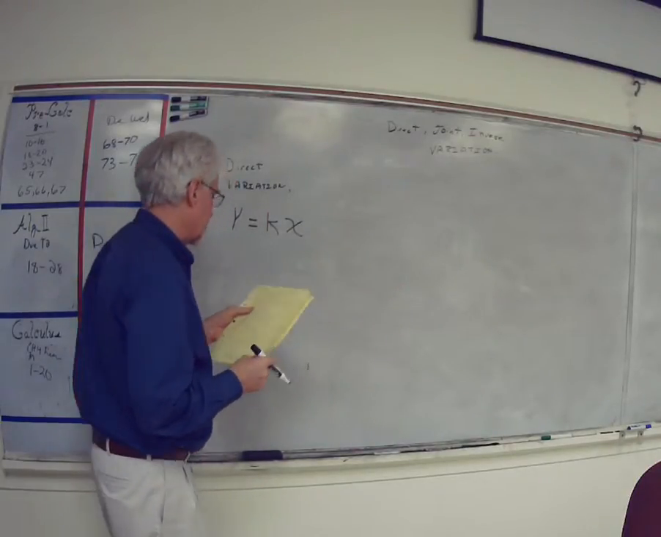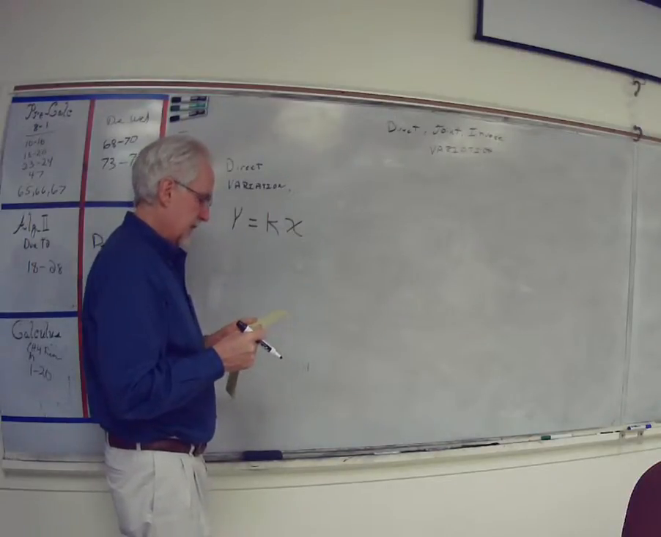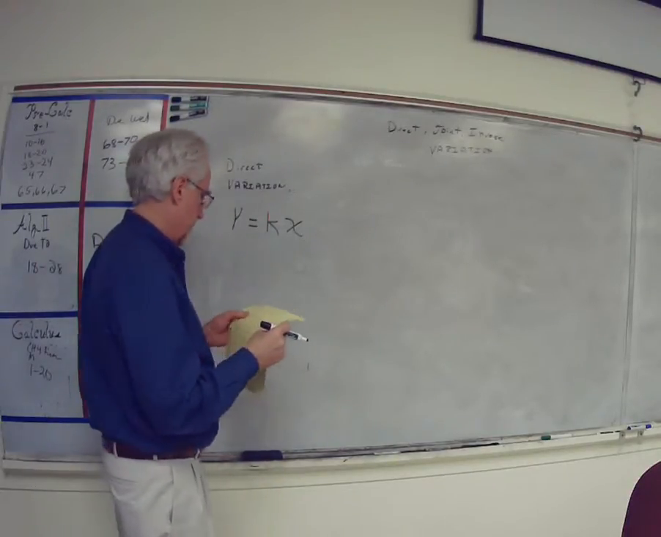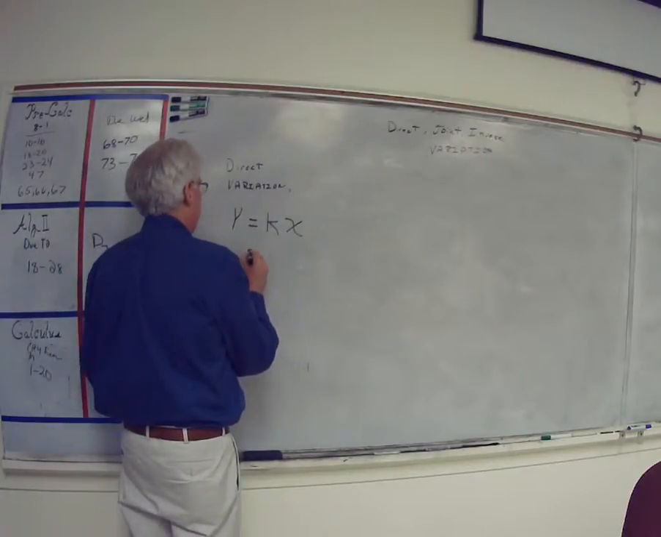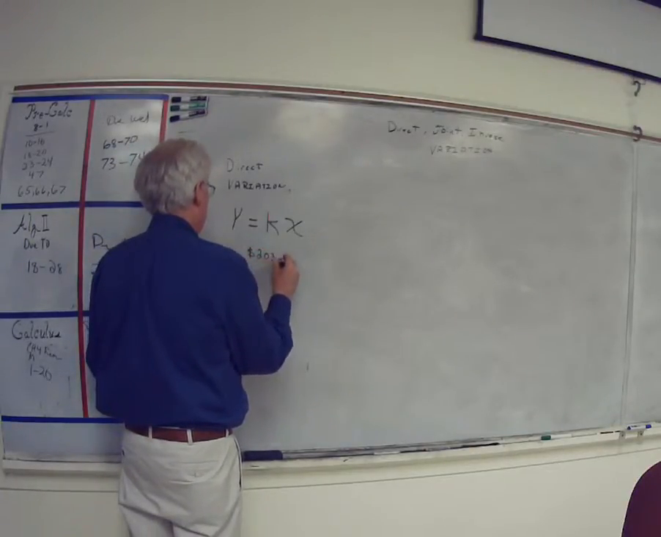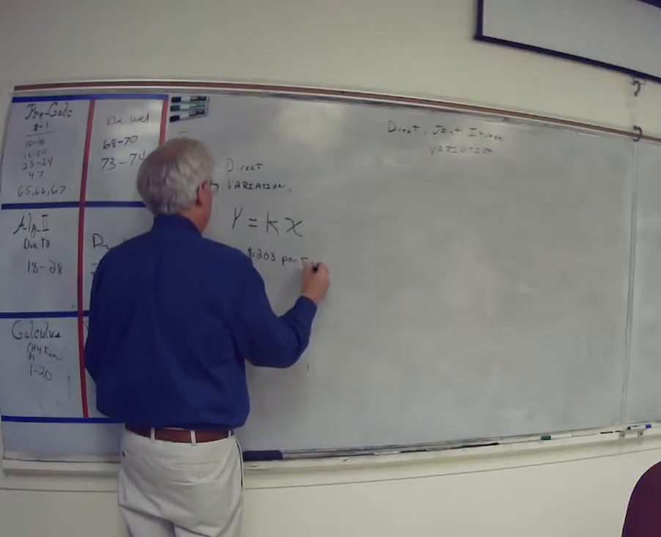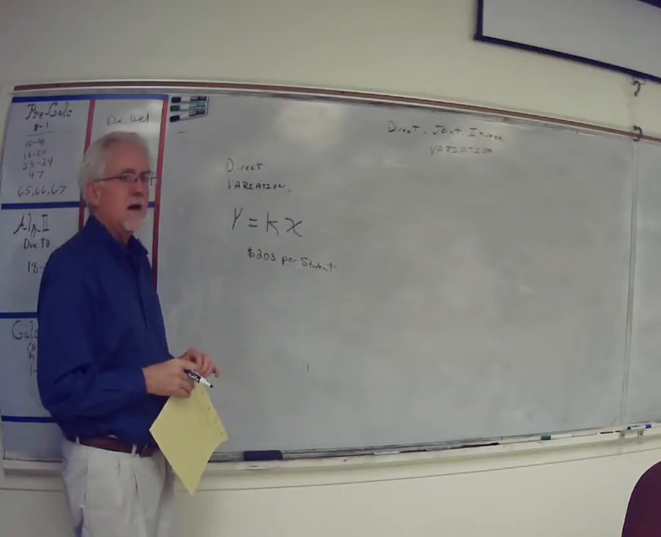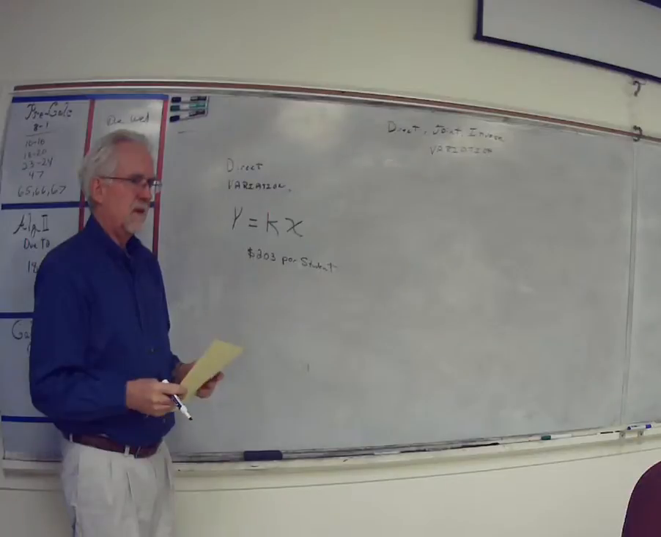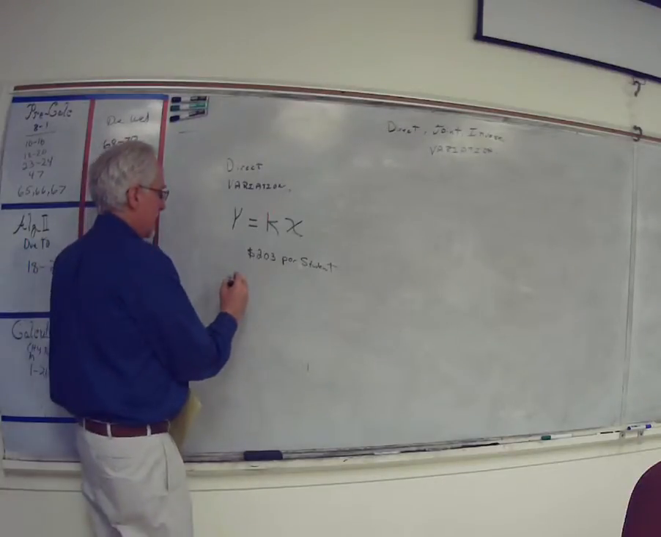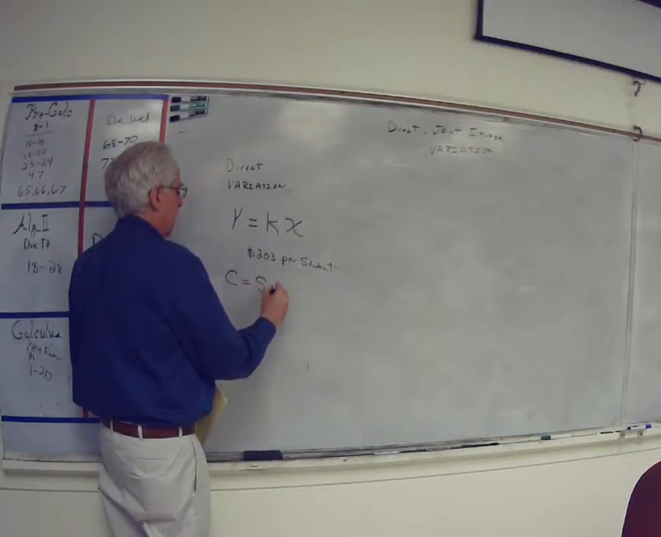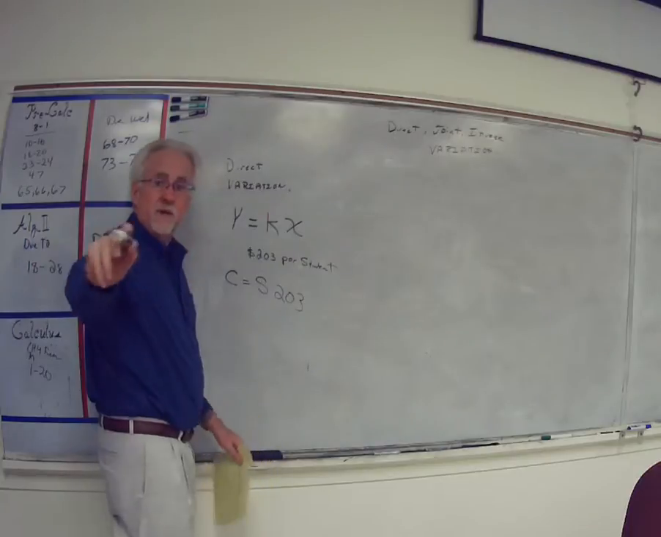All right, so let's look at something. Let's say that on average our school spends $203 per student on computer equipment. Okay, now write me an equation that is a direct variation. C equals S times 203. Okay, so C is equal to S times 203. I like the way you're thinking, Braden.